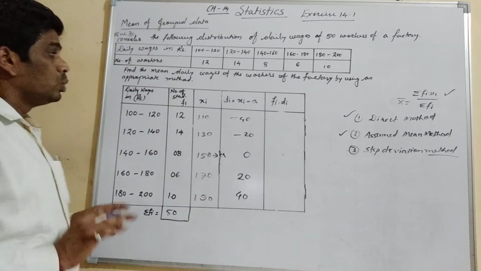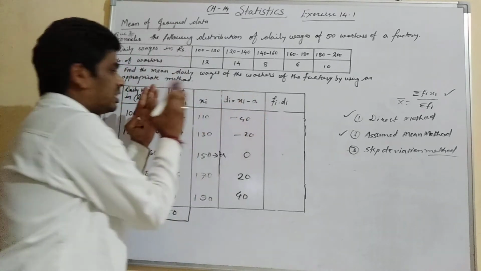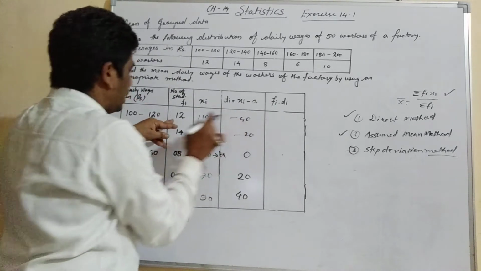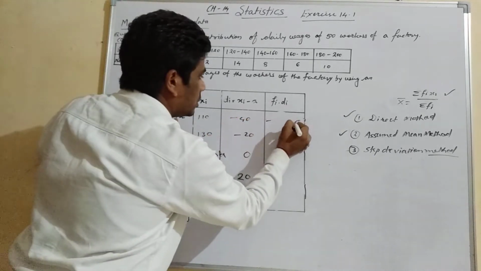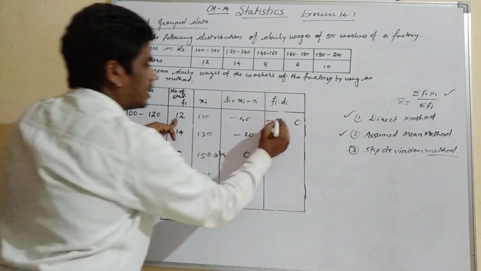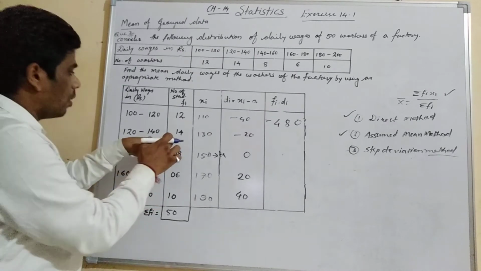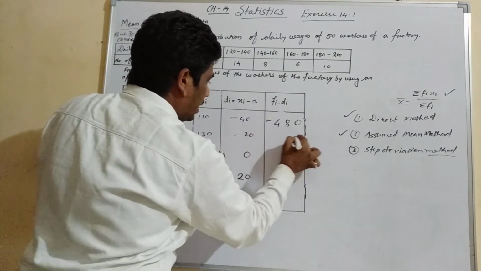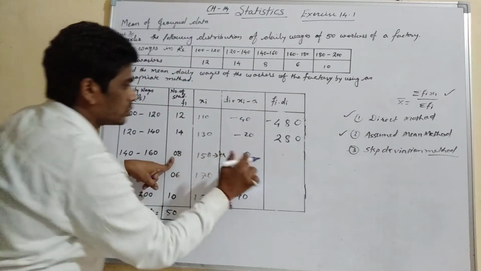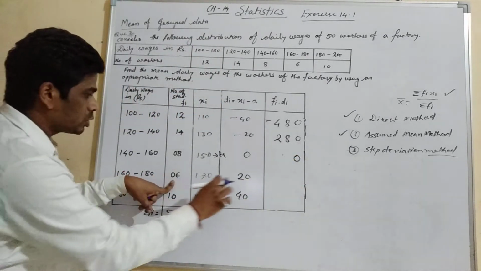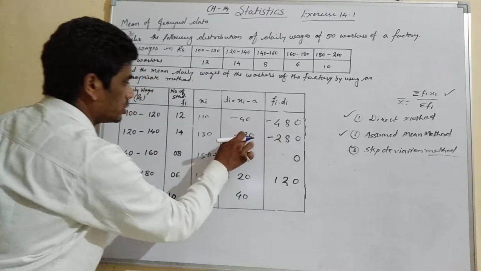Now the next step is we will take the product of di with the corresponding frequency fi. Here 12 into 40, obviously we will get a negative number. This is 0, so we write 0. And 12 4s are 48, so 48 we will write. Write this number properly so that it will be easy to add. Now again 14 2s are 28, so this 0 we will write. 14 2s are 28. Then 8 zeros are 0. Then 6 2s are 12, means we will get positive 120 here.